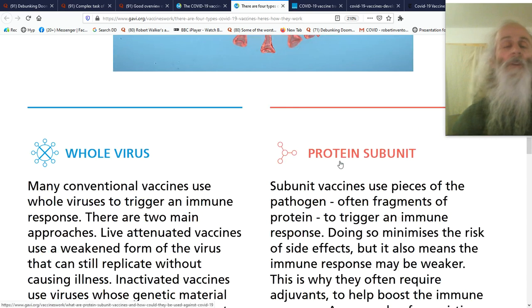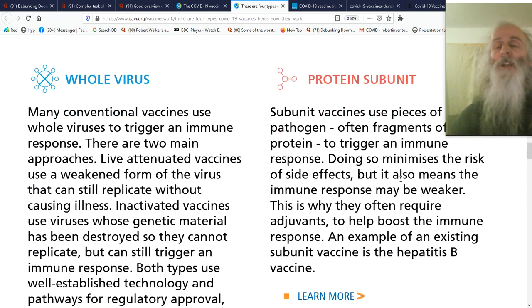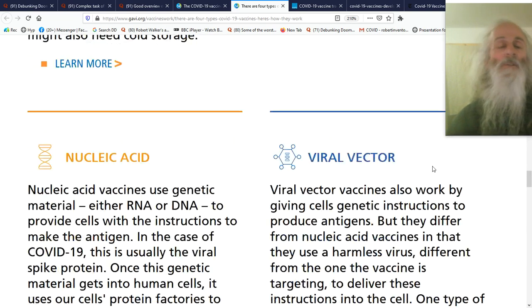A live attenuated vaccine, like you have for measles, is a weakened form of the virus. Then you have the protein subunit, and those are just little bits of protein from the pathogen. The hepatitis B vaccine is an example. They use tiny bits of the pathogen, often fragments of the protein, which minimizes the risk of side effects, but means the immune response may be weaker, so they often need to be boosted.